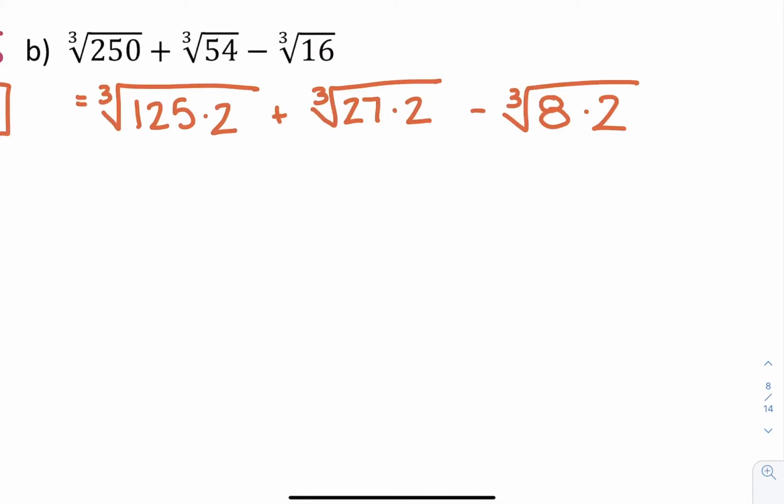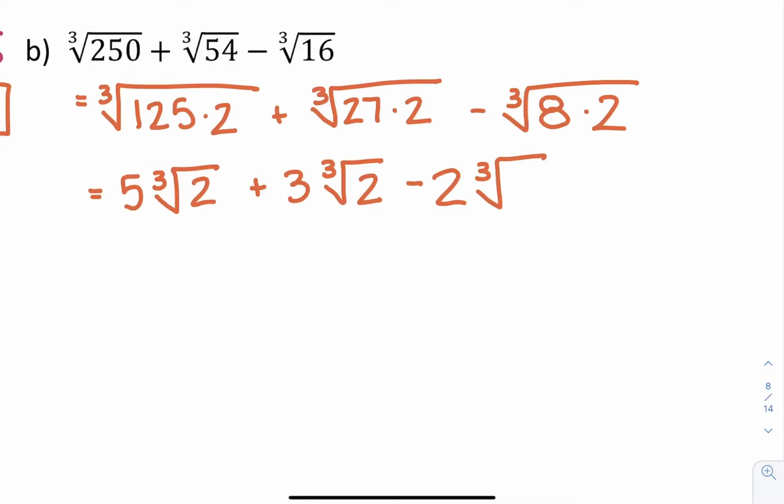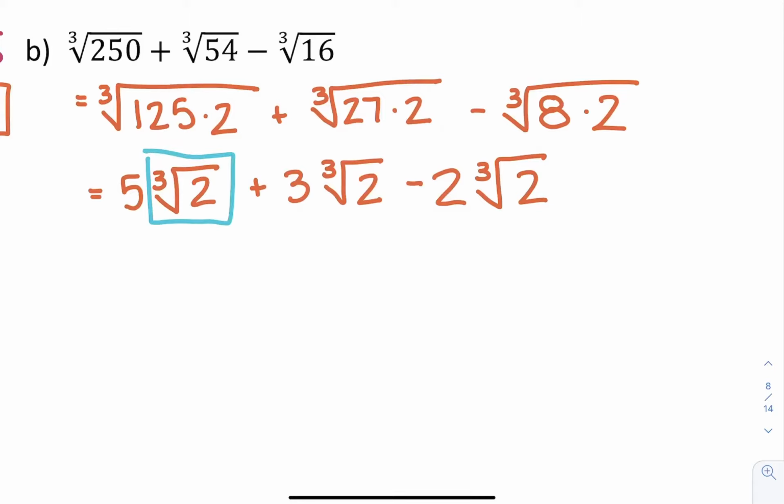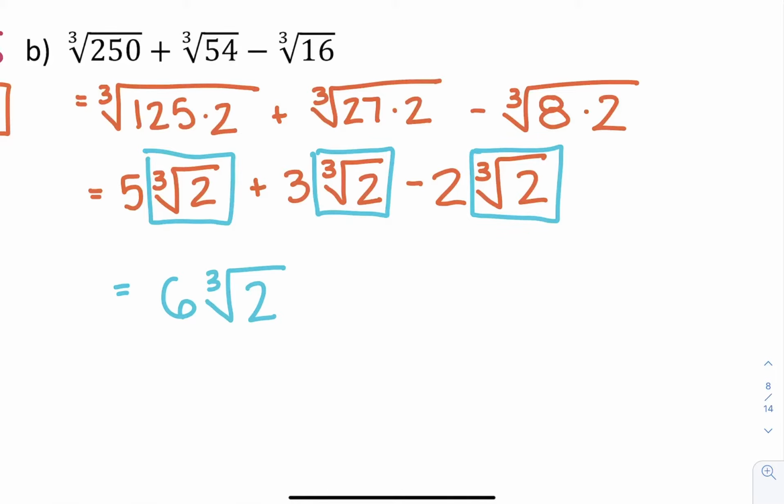Now the cube root of 125 is 5. The cube root of 27 is 3. And the cube root of 8 is 2. Now if you notice, we have some like radicals. We've got 5 plus 3 minus 2, which will give us 6 cube root of 2.